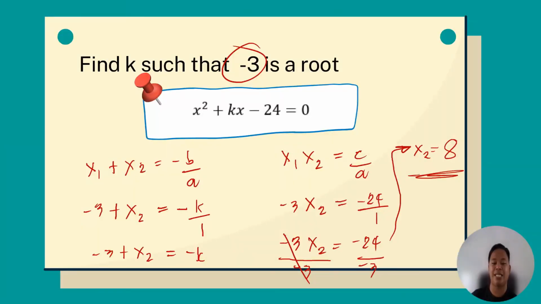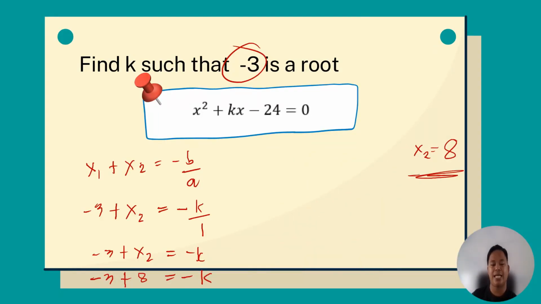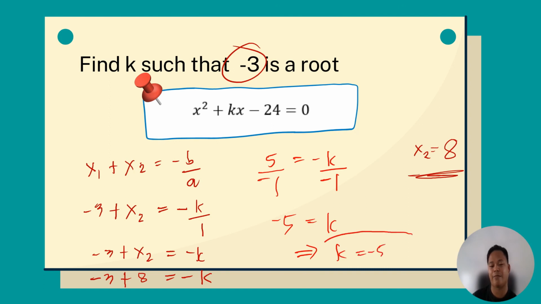And we substitute this into the equation we obtained. Negative 3 plus 8 is equal to negative k. Negative 3 plus 8 is positive 5, which is equal to negative k. Therefore, we are going to divide by negative 1 to solve for the value of k. 5 divided by negative 1 is negative 5. Negative k divided by negative 1 is positive k. Therefore, k is equal to negative 5.